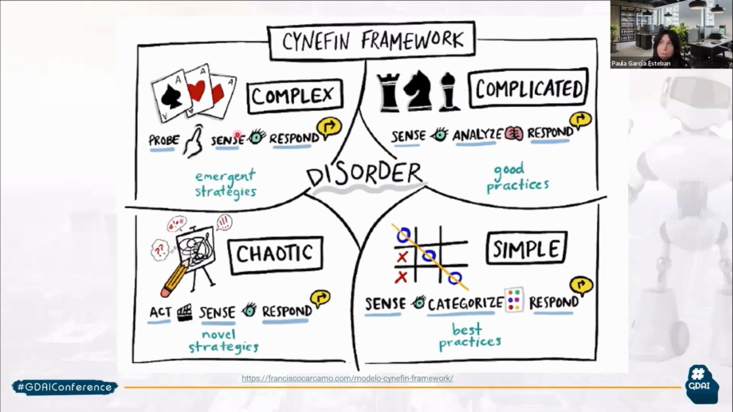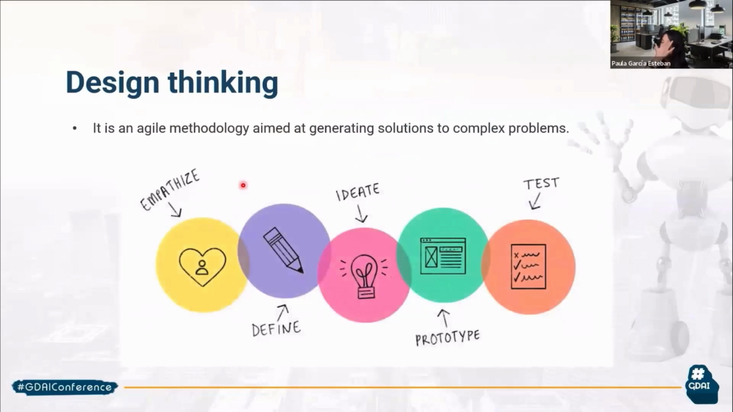And well, this thing about the complex problems is not something I've invented, as I told you before. There are frameworks that define the different kinds of problems we have. And for complex problems, what we need to do is to prove, to test, to iterate, to use emergent strategies to find a potential solution, because we have a lot of potential solutions. Something that is complicated is something that when you follow good practices, you always end up in the right situation and in the right solution. But in this case, we need to iterate. It's not an option. And that's why it makes sense to use the design thinking approach.